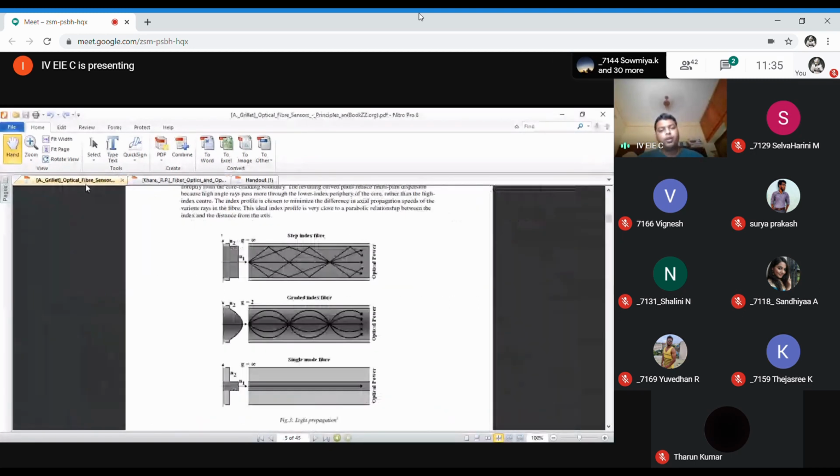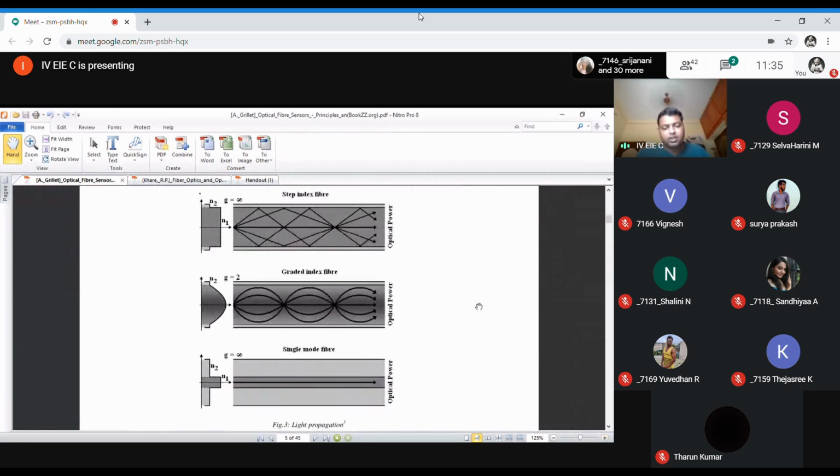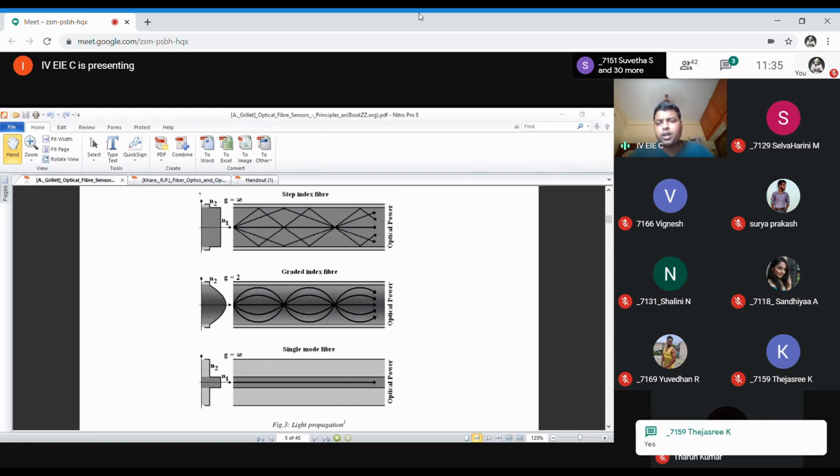So I have put up a window where you can see the travel of light in all these three fibers. Is it visible for everyone? Is it visible? Can everyone see it? There are three consecutive diagrams, can you see them? Is it visible? Yes, okay, thank you.